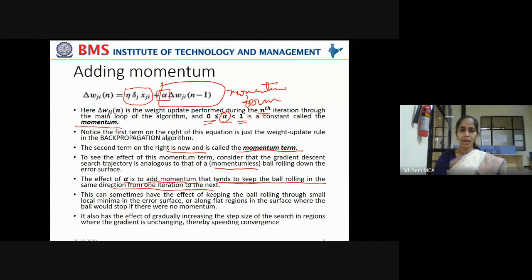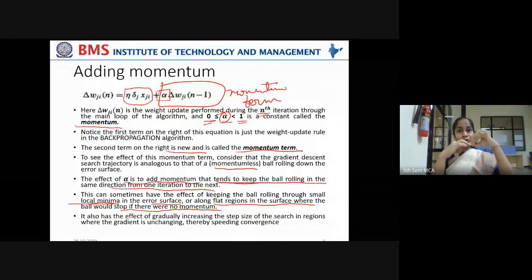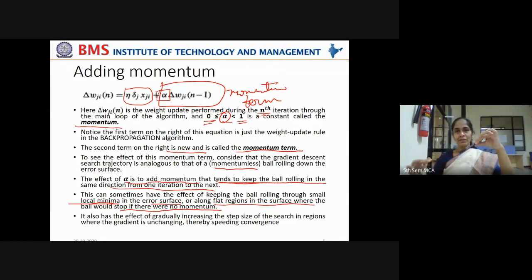This can sometimes have the effect of keeping the ball rolling, continuously rolling through small local minima. What I said, it should not adjust with the local minima in the error surface or along the flat regions in the surface. It should not adjust with some flat regions or with some local minima where the ball would stop if there were no momentum, right? It will settle here. It should not settle here. Provided momentum alpha so that it proceeds further to the global minimum, right?